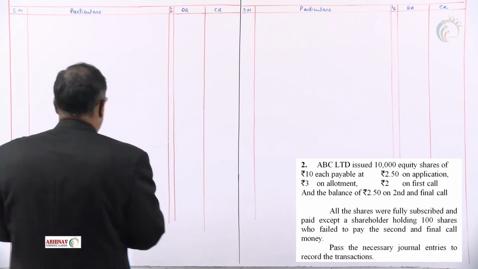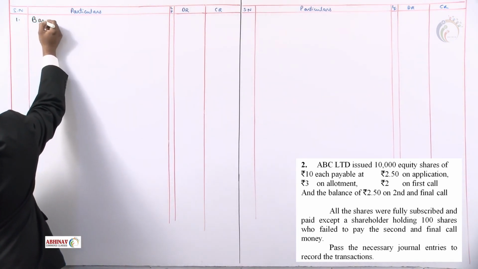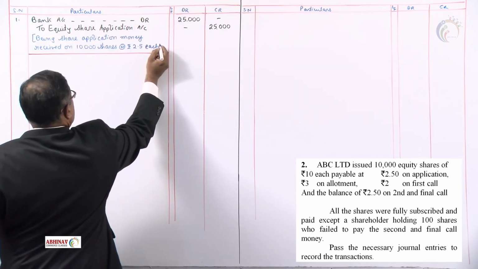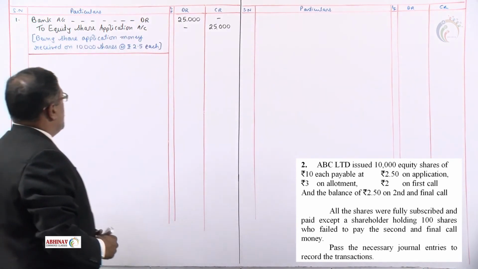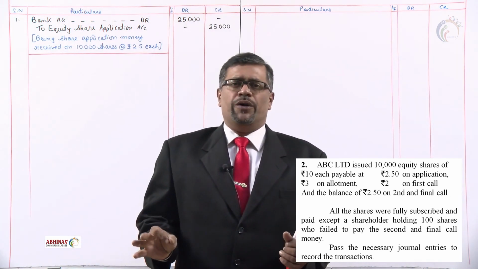Let's see what will be our entry number 1. Bank account debit. Being share application money received on 10,000 shares at rupees 2.5 each.